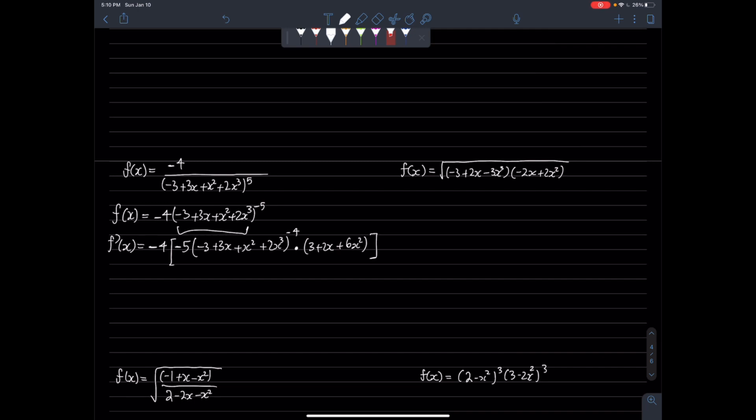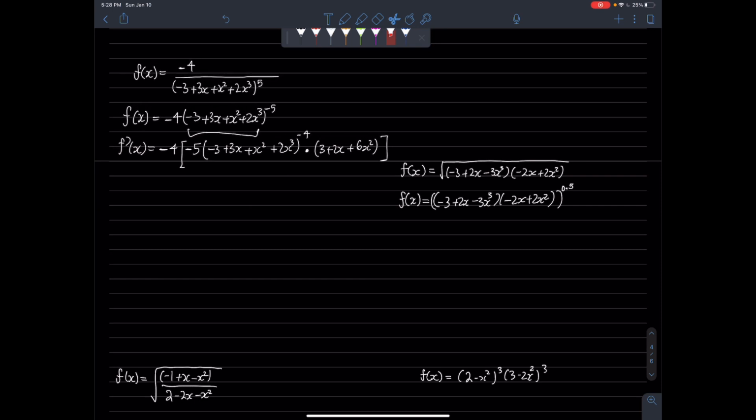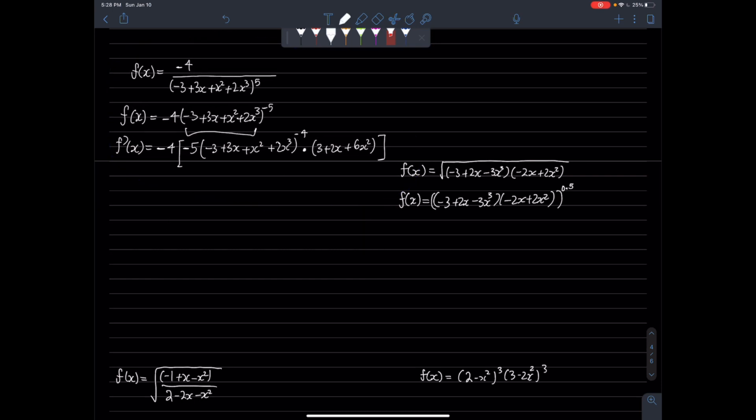Okay, so this one, let's rewrite it so it's easier. Negative 3 plus 2x minus 3x cubed times 2, oops. Okay, all to the power of 0.5. So now let's take the derivative of it. Oh, this one's going to be a long derivative, so let's just move this up a little bit so that it doesn't get in the way. All right, put an arrow.